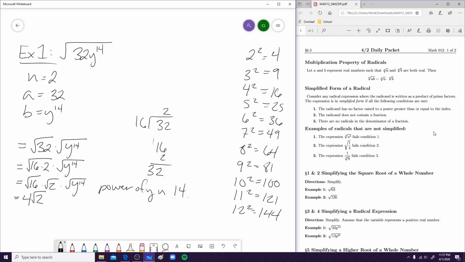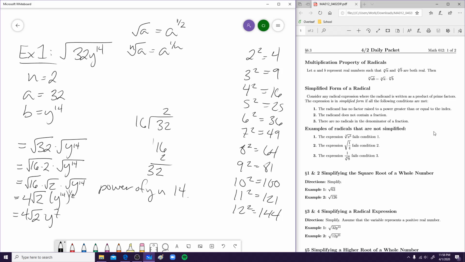So how am I going to do this? I'm going to recall the property: the square root of a can be rewritten as a to the 1 over 2, and in general, the nth root of a is a to the 1 over n. So I'm going to rewrite this as y to the 14th to the 1/2. Now we're going to use the power of a power property of exponents. Bring down 4 square root of 2, and then for y to the 14th to the 1/2, we multiply the powers. 14 times 1/2 is 7, so this becomes y to the 7th.